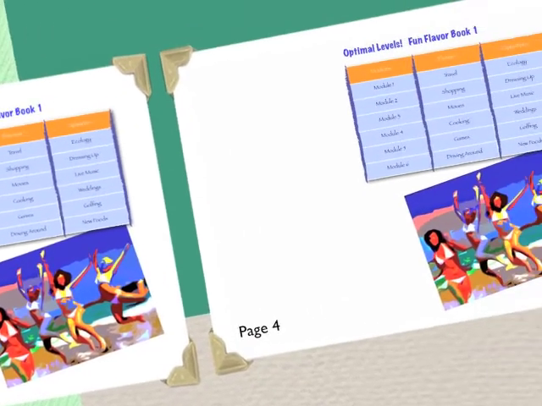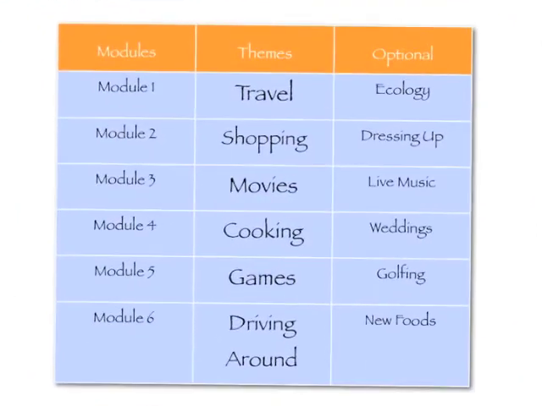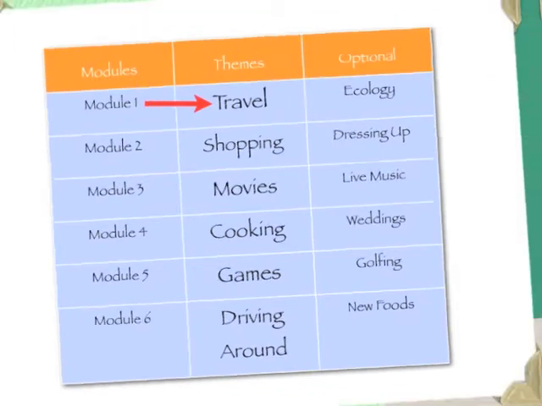Now for Optimal Levels Fun Flavor Book 1, we have the following themes listed on page 4. Here they are. We'll be focusing on Module 1, Travel. We also have shopping, movies, cooking, games, and driving around.